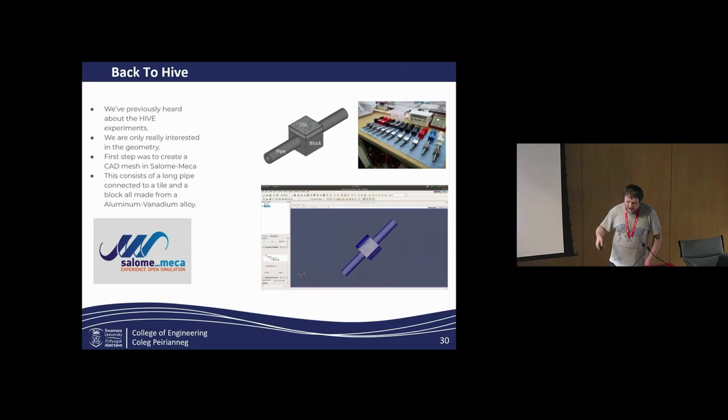You can see it's a block with a pipe going through it, which is a more interesting thing to work with. Essentially, it's a long metal pipe with a metal block in the middle of it. It's made of an aluminium vanadium alloy, I believe, so it's all one solid piece of metal. We're going to try and simulate X-ray CT of that. Here's the mesh and parody. This is roughly what it looks like.